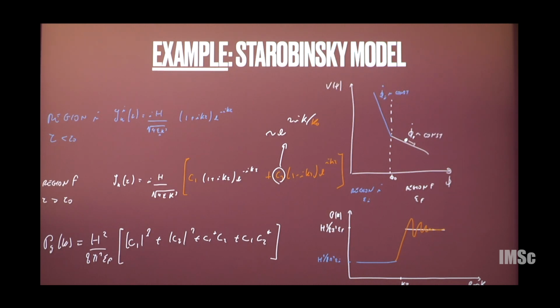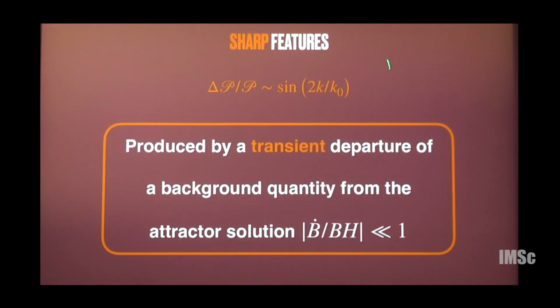This is a 30 year old model that, by the way, is still catching on nowadays for other reasons, which I will probably explain in the following part of my talk. But it is actually a generic feature. Anytime you have a transient departure from a background quantity during inflation, you excite this oscillation in the primordial power spectrum. And this oscillation has what I call running, which takes this form.